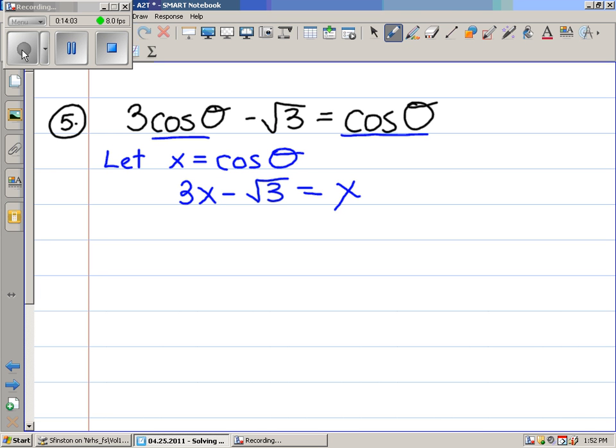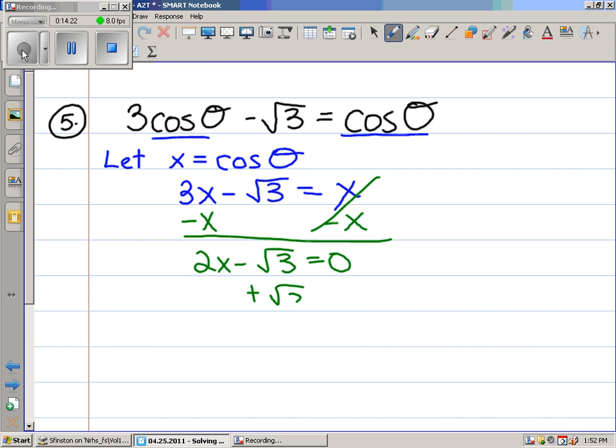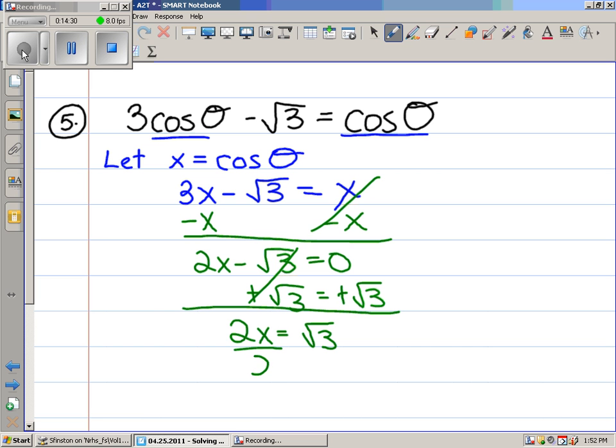It's so funny. It's like you looked all scary, and then now you're just easy to deal with. Oh, I can do that. I can do that. Just going to subtract x from both sides. And you're always allowed to do this. We're going to add rad 3 to both sides. We're going to divide by 2.